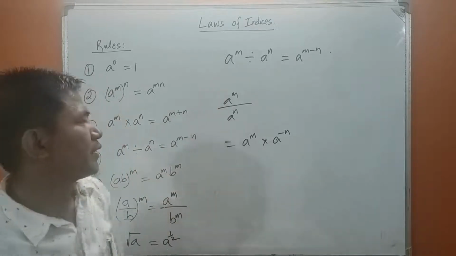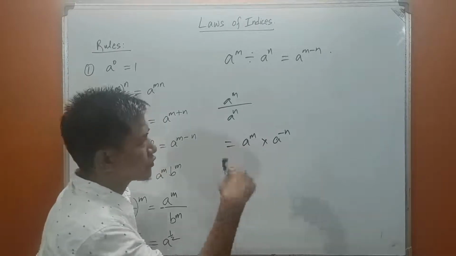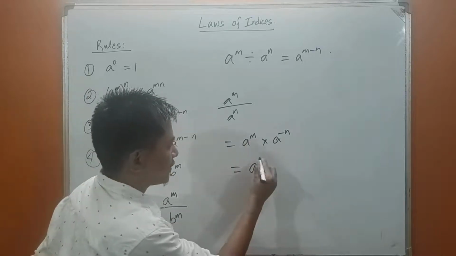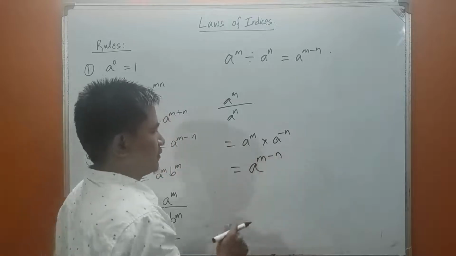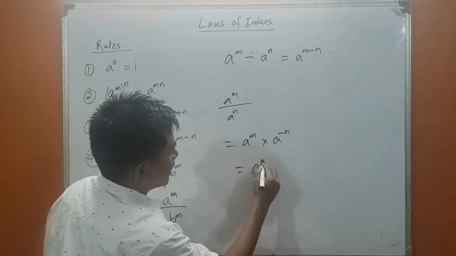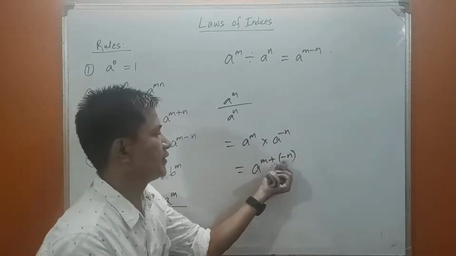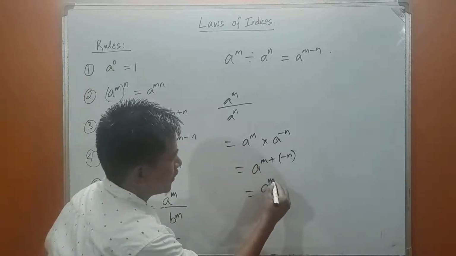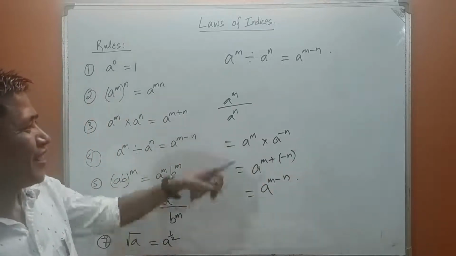Okay, this should be kept in mind. Now, here we have the base same, isn't it? A into A. From the first rule, we know that if the bases are same, then the powers will be added. But here n is negative, so in m plus n, this gives us a to the power m plus minus n, isn't it? The power will be added because the bases are same. So a to the power m plus into minus gives minus n, isn't it? I hope you got this.